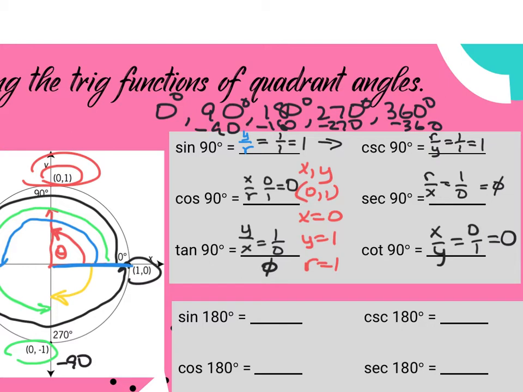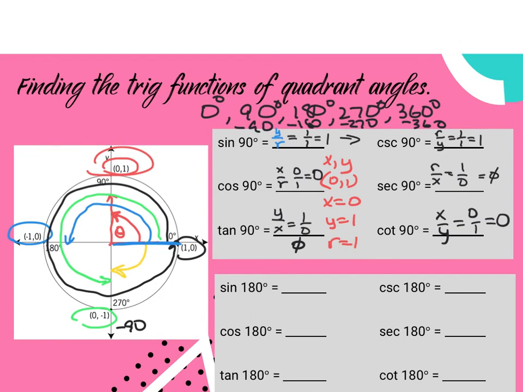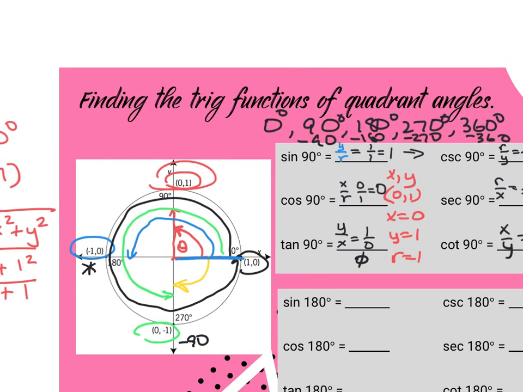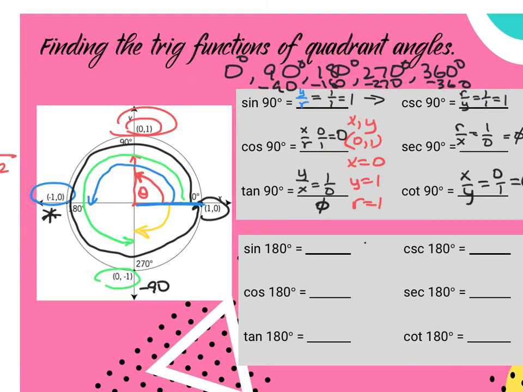When it wants me to do the 180, the ordered pair that I'm going to use is over here. It's the negative 1, 0. So x is negative 1, y is 0. And again, for all these quadrant angles, r is always going to be 1. Now that I've identified the values for x, y, and r, I now put them into the ratios.